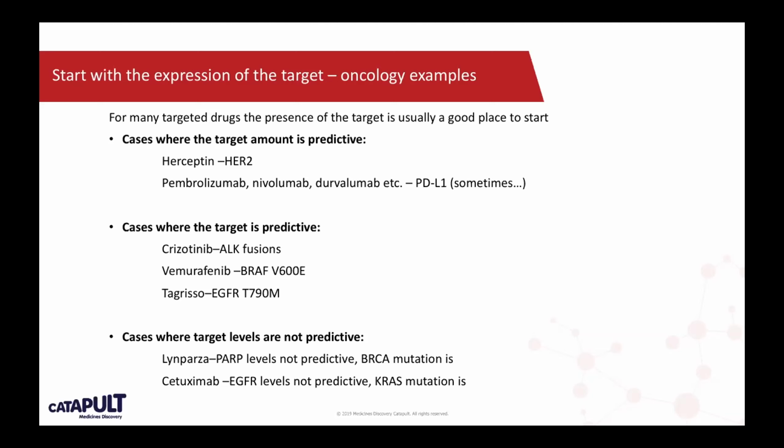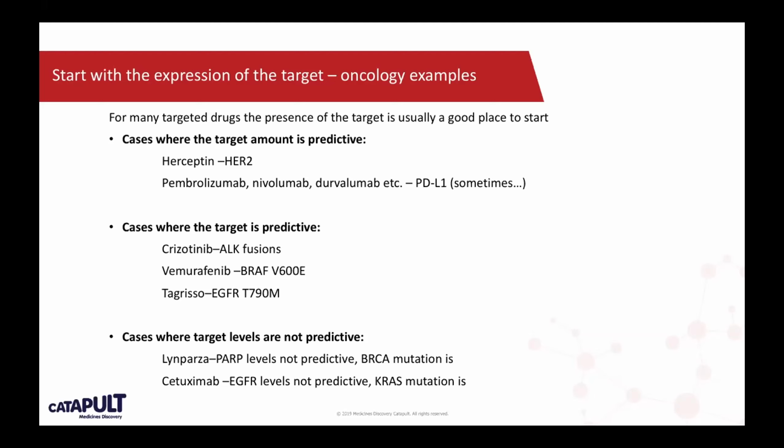So high levels of these targets actually means that your chances are higher of responding to those drugs. Then we have a group of compounds where the fact that the target is there is predictive enough. So you have things like crizotinib, which acts on ALK and ROS1, and this is already approved now for non-small cell lung cancer. And it's found that it's the fusion of the ALK that predicts response.